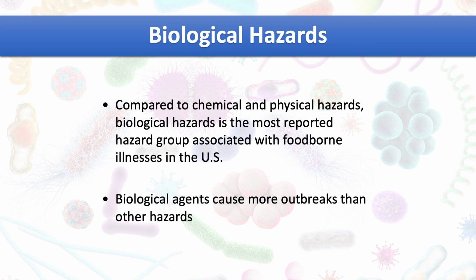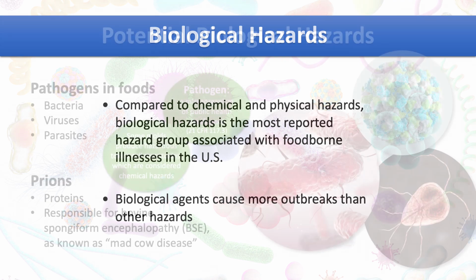There are three major hazard groups: biological, chemical, and physical hazards. Compared to chemical and physical hazards, biological hazards are the most reported hazard group associated with foodborne illnesses in the United States. Biological agents cause the majority of the foodborne outbreaks in the United States.